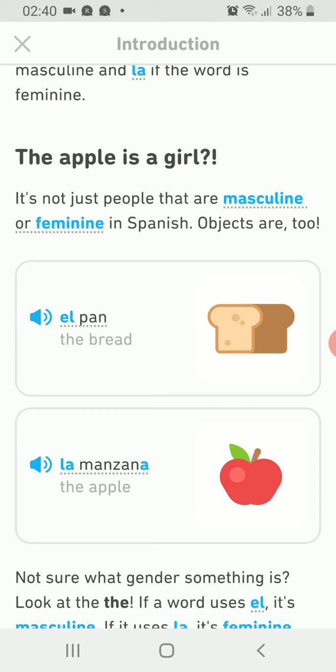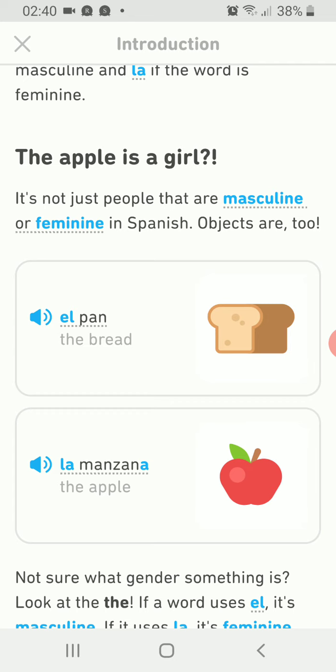Now, sometimes it might happen that a word does not end with either an O or an A. So how can we tell? Just by looking at the article. Of course, that's when you're reading, but if you're speaking, you're not going to use words that you don't know. So you will have to learn these things by heart, of course. It's not just people that are masculine or feminine in Spanish. That's what I said in the beginning. Objects are too. And the apple is a girl means the apple as a noun is feminine.